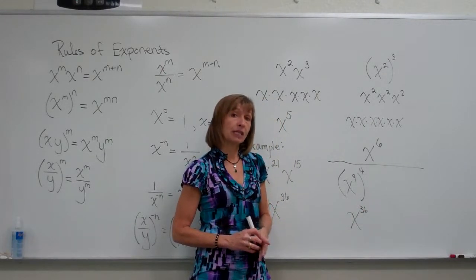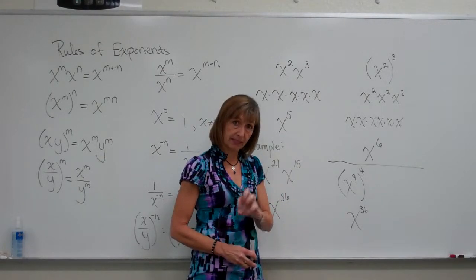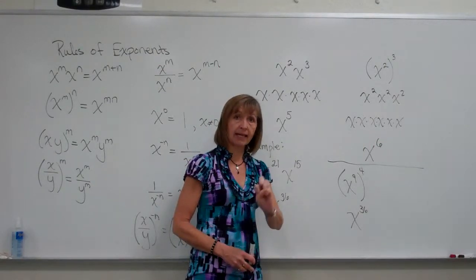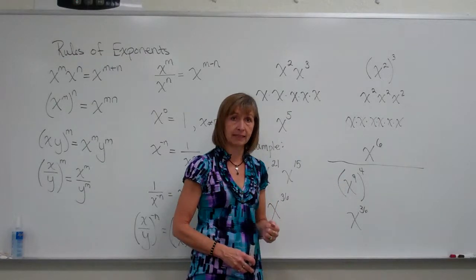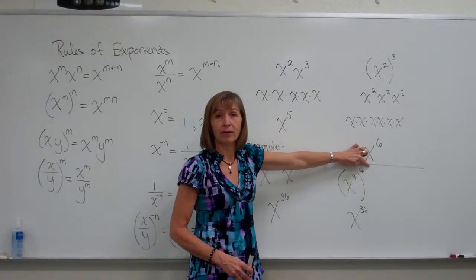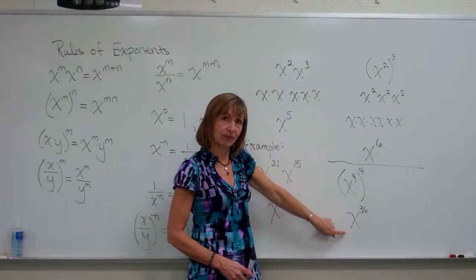Now be careful that you keep that straight from what we did before with just numerical bases to powers. When I just had a number base to a power, I would take that number base times itself as many times as what the power indicates. But this is an exponential expression to another power, and I'm keeping the base and then multiplying the exponents to get there.